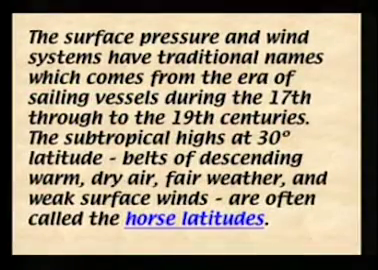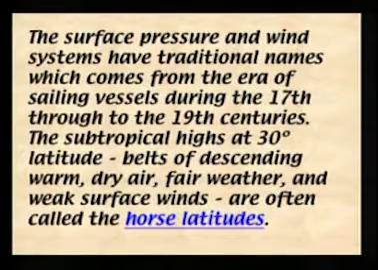It tells us here that the surface pressure belts, and also the wind systems that we are going to discuss in our lesson today, have traditional names which come from the era of sailing vessels during the 17th through to the 19th centuries. So the major pressure belts plus the prevailing winds that we are going to look at today have traditional names from that era.